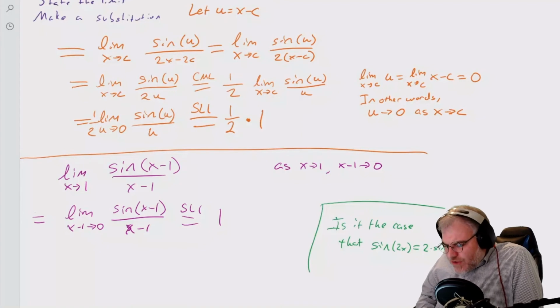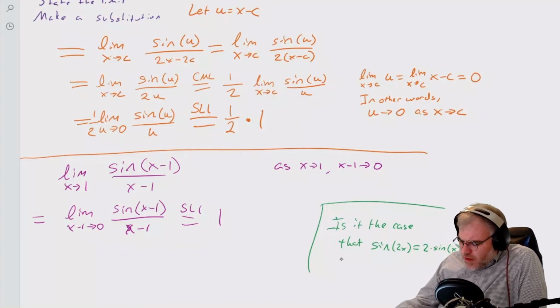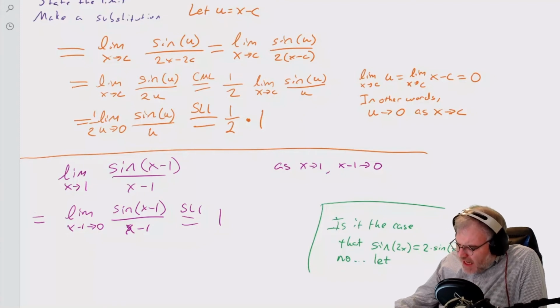So I think I see what you're saying, but you can't just cancel things. You can't just pull that out. I can't just cancel things out of there. Right? Is it the case that sine of 2x over 2 is the same as, so I'll put a little equal sign and a little question mark, sine of x over 1? It's not the case.